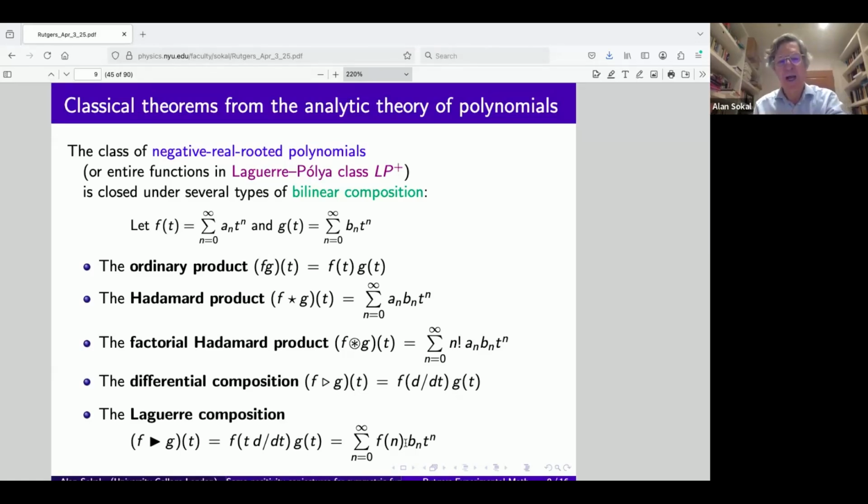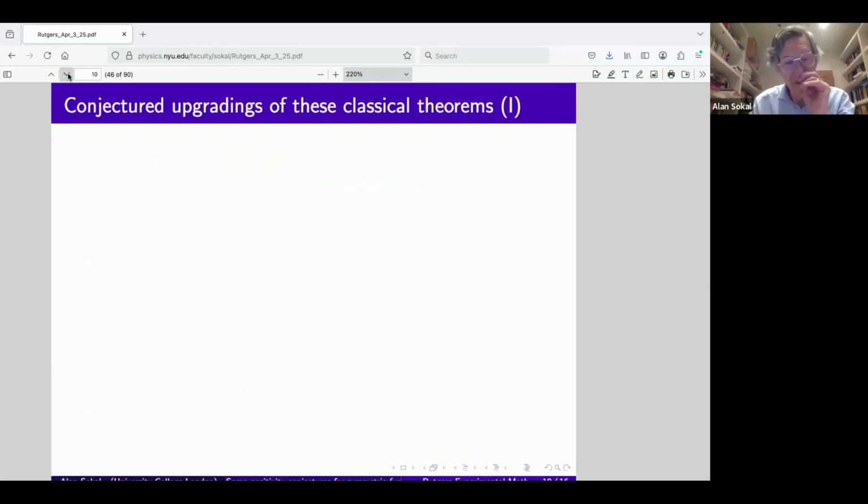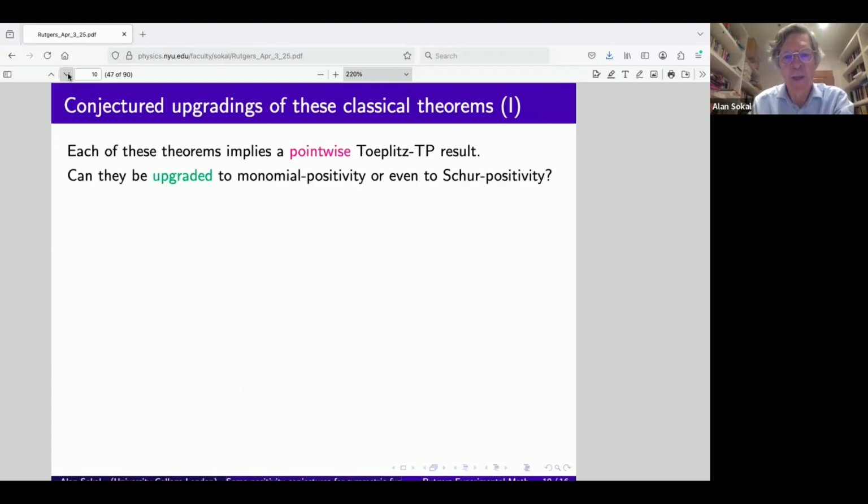So you have these different kinds of composition, all of which preserve negative real-rootedness. And then we can ask, can these classical theorems be upgraded from pointwise Toeplitz total positivity to monomial or even Schur positivity? And so I've done a lot of tests, mostly using Per Alexandersson's Mathematica package for symmetric functions. And the answer is almost always no, except for the one that I showed you, the Jacobi-Trudi formula. The answer is almost always no for Schur, but empirically yes for monomial.